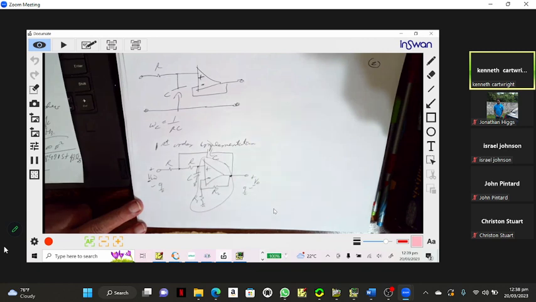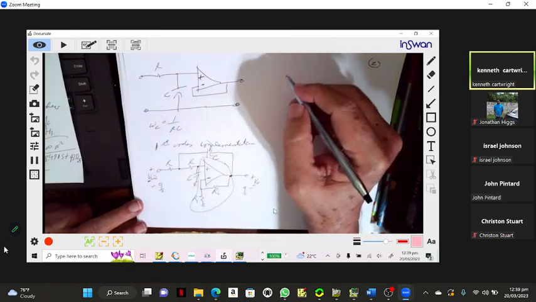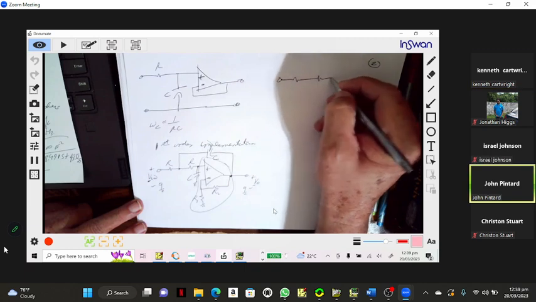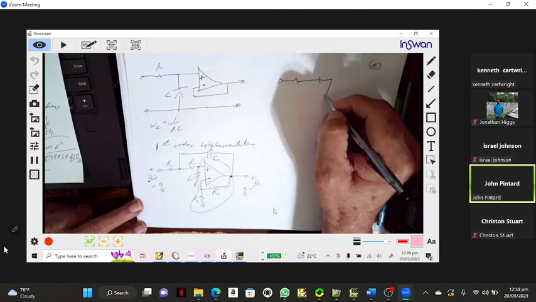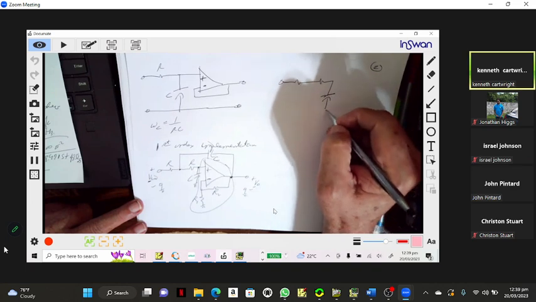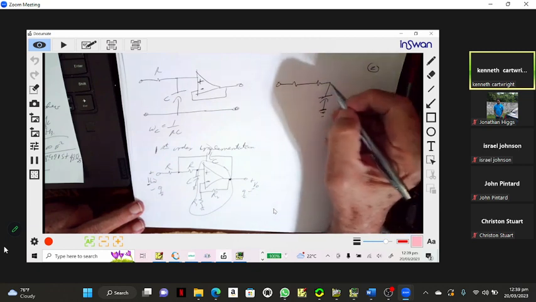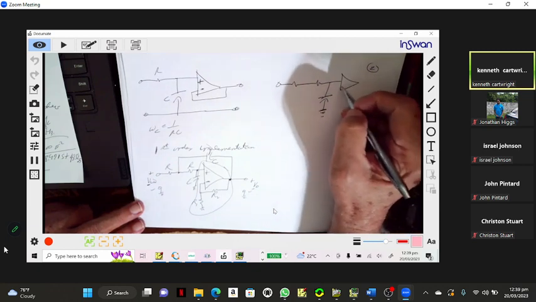And what does a non-inverting amplifier do? Amplify the signal, make the amplitude larger. All right. So it just adds gain to the circuit. It just adds positive gain.